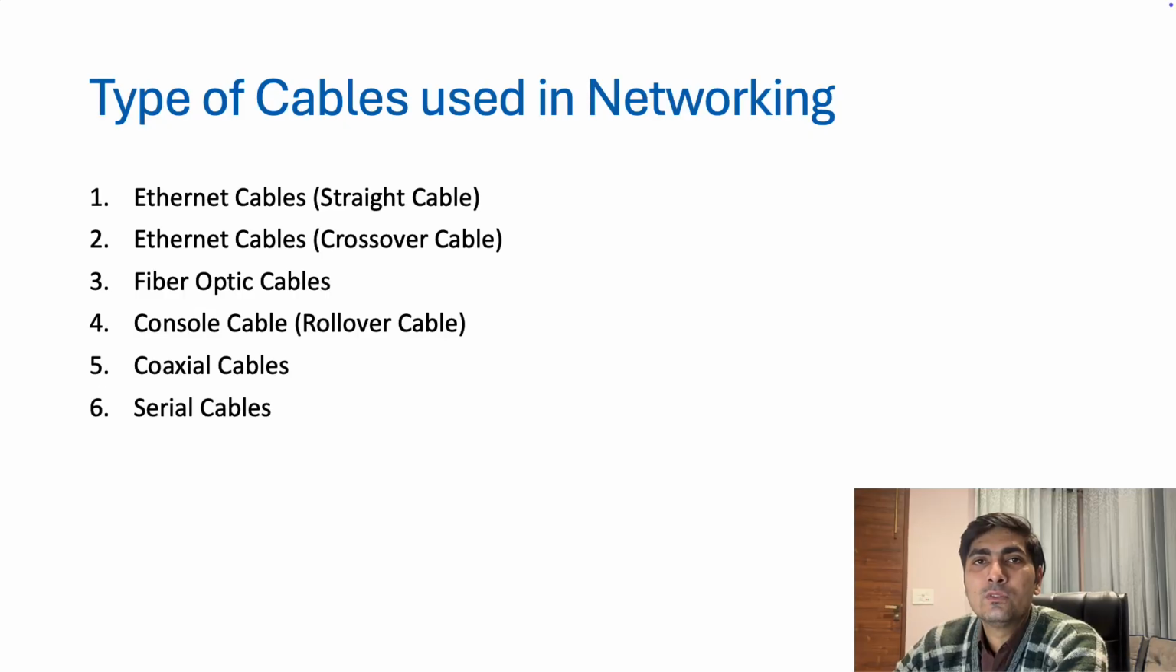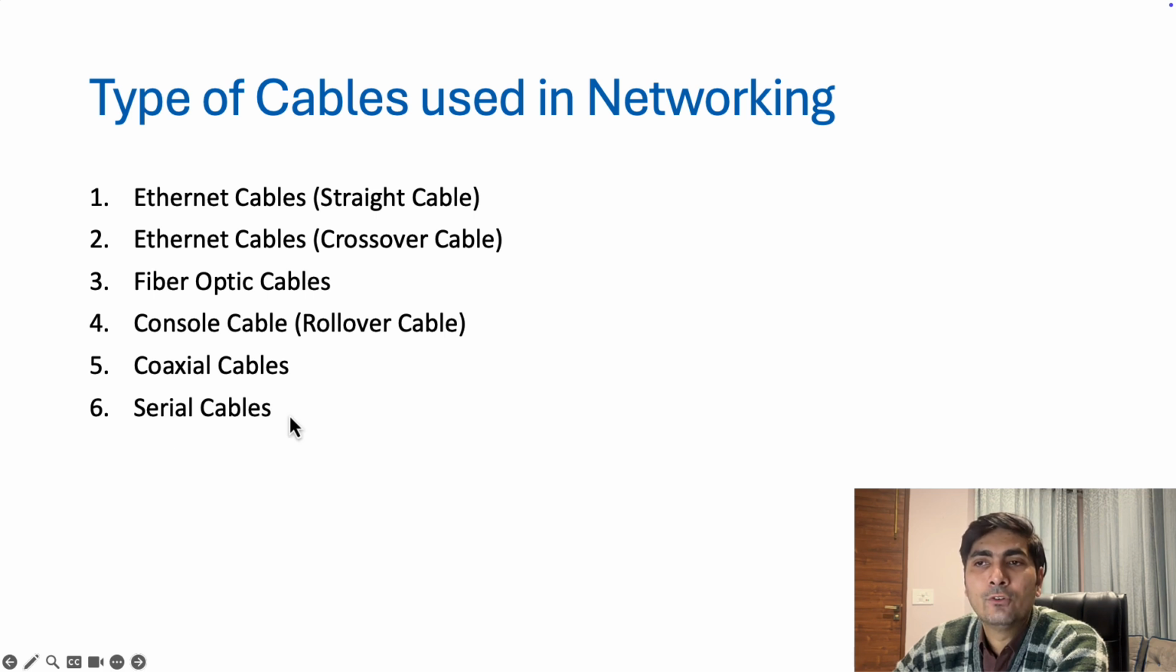I have listed down 6 different types of cables we use in today's world. The first two categories belong to Ethernet cables. The first one is the straight cable, and then there is the crossover cable. Both are twisted pair cables. Then we have fiber optic cables, then the console cable, also known as the rollover cable, on which I have already recorded a video. And then there's a fifth one, which is coaxial cable, and serial cables.